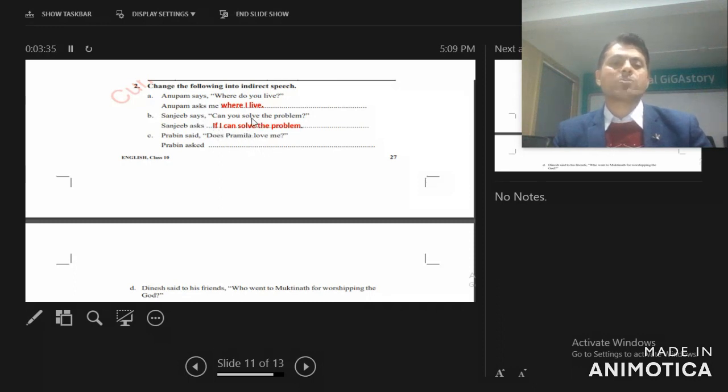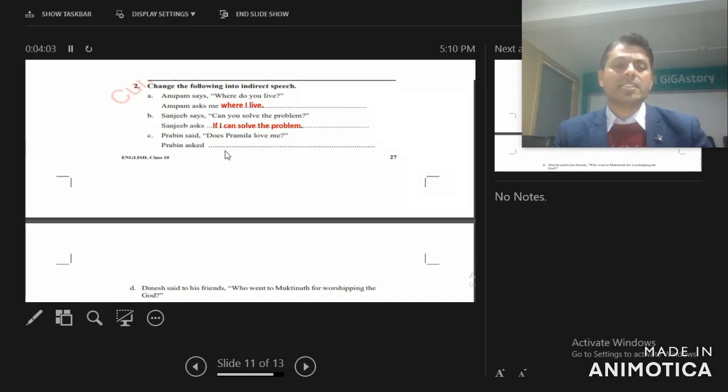We don't make can into could. Why? Because in the reporting verb there is simple present tense. There is no past tense, so we don't have to change the tense of the reported part, reported speech, right? Okay, now come to number C. Praveen said, okay, here is past tense. Praveen said, does Pramila love me? Now Praveen asked. Said becomes what?